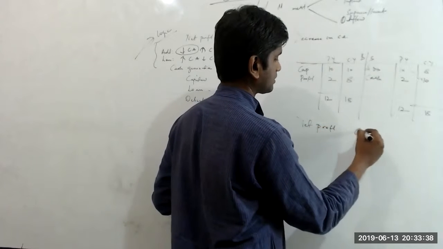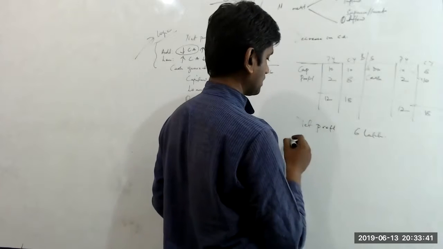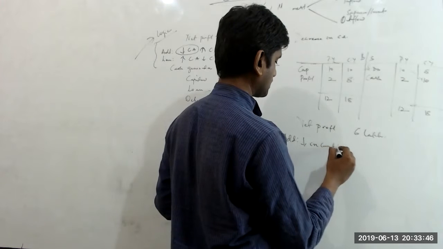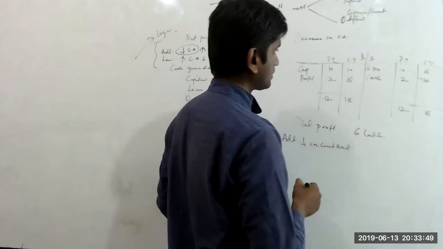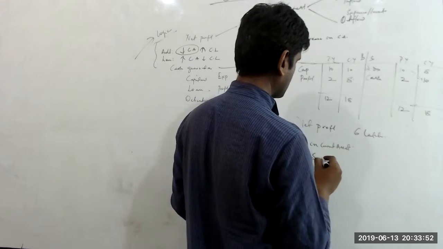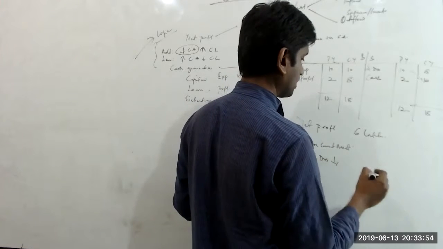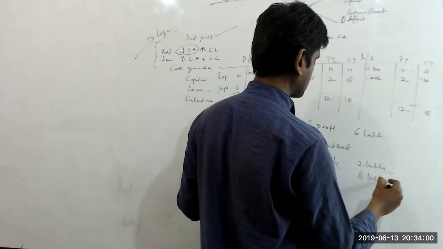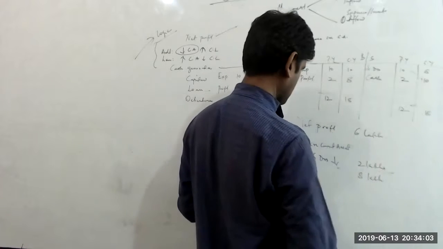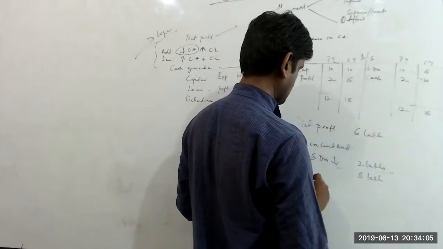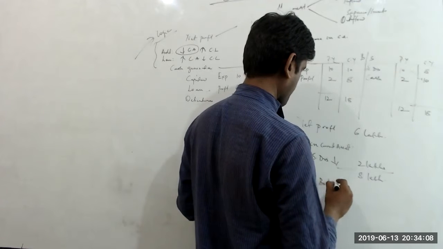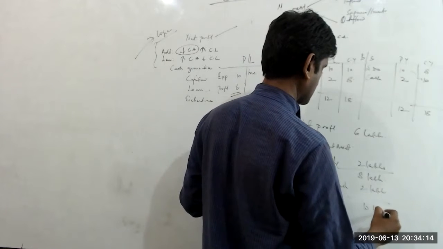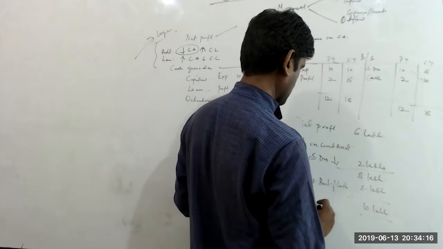So the net profit is 6 lakhs. I'm going to add the decrease in current asset. The decrease in current asset is nothing but sundry debtors. It is down by 2 lakhs, right? So the total is 8 lakhs. This will not match to my cash balance. So naturally, I should consider the opening balance of cash, that is 2 lakhs, where now you can see this will match to my closing cash balance.